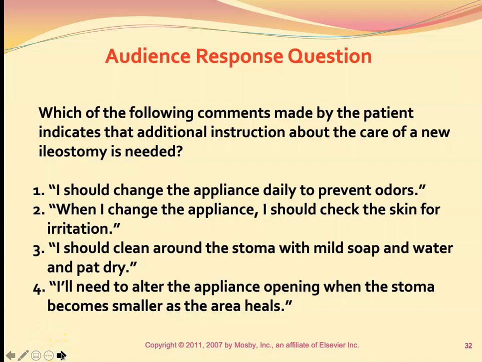And since we're talking about ileostomies, for when you're assessing an ileostomy, I think we'll cover this soon. I will hold my thought, but there's a question on that.